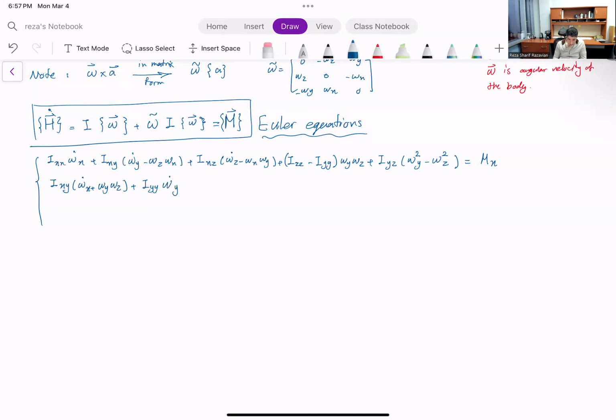Omega dot y plus Iyz omega dot z minus omega x omega y plus Ixx minus Izz omega z omega x plus Ixz omega z squared minus omega x squared equals My.